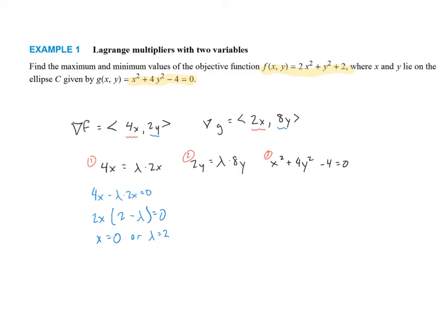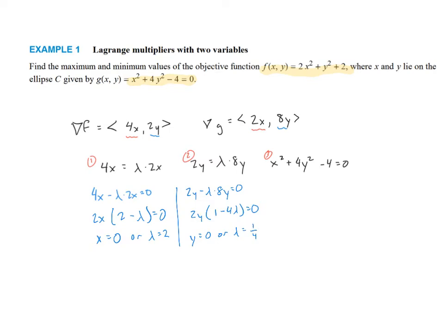Let's take the same approach with our second equation here. 2y minus lambda times 8y equals 0. Factoring a 2y out, we're left with 1 minus 4 lambda equals 0. So now I could say I've got y equal to 0 or lambda equal to 1/4.